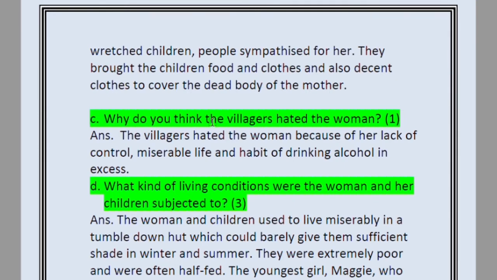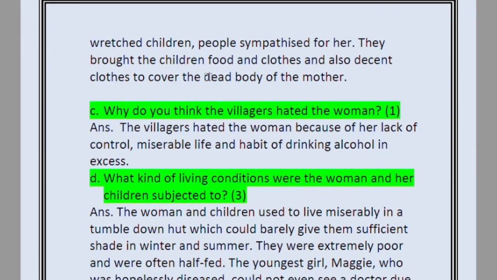But when she died, leaving her children, people started sympathizing for her. They brought the children food and clothes, and also decent clothes to cover the dead body of the mother. Because they sympathized for the dead mother, they brought different things for the children and for the dead mother also.